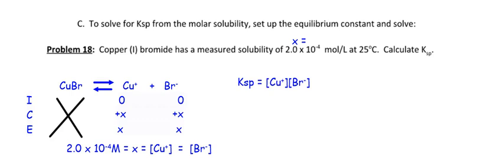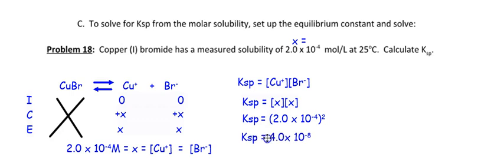So the Ksp is equal, there's my law of mass action, and they're both equal to X. Well, I know what X is. It's 2.0 times 10 to the negative fourth, so I have to square it. I don't think you need a calculator, do you? You get 4.0 times 10 to the negative eighth, okay? So that's a pretty easy one. That's where you know what X is, okay?